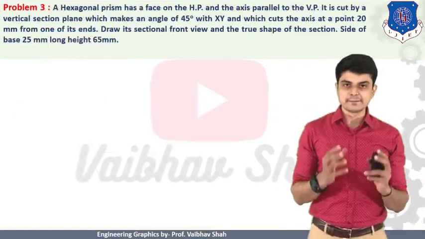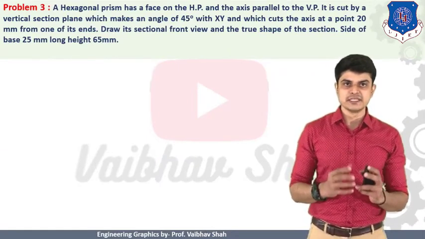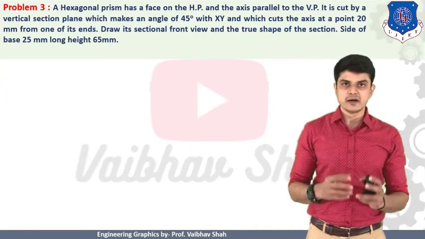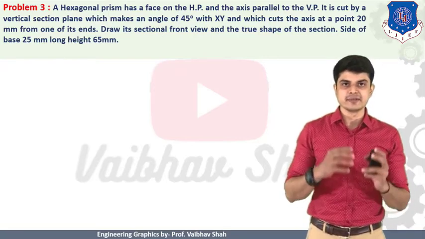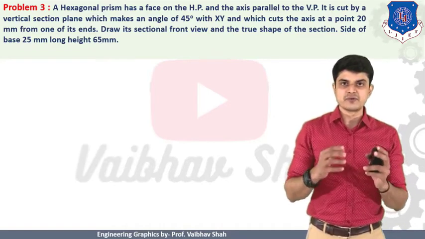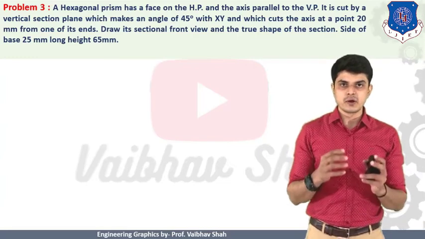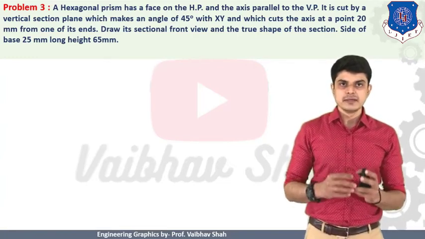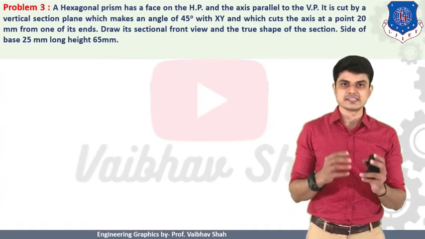Let us see example number 3. A hexagonal prism has a face on the HP, and the axis is parallel to the VP. It is cut by a vertical section plane which makes an angle 45 degree with the XY line, and which cuts the axis at a point 20 mm from one of its ends. Draw its sectional front view and the true shape of the section. The side of base is 25 mm long and height is 65 mm.